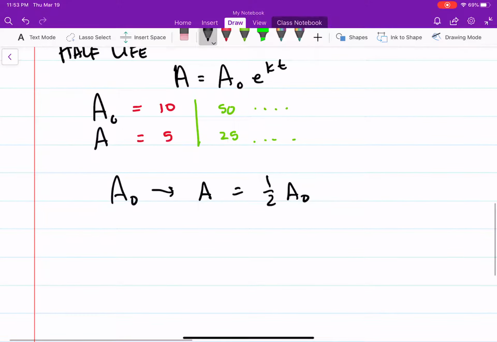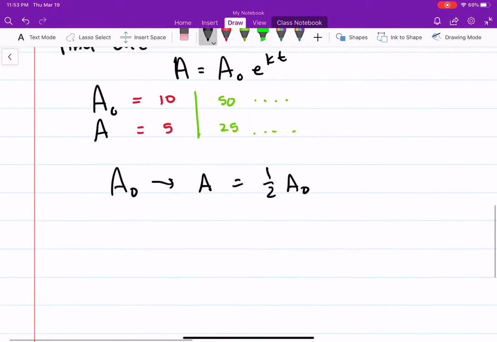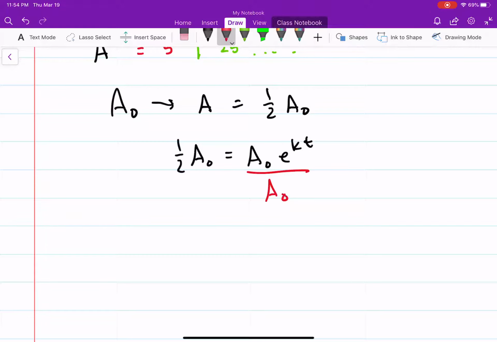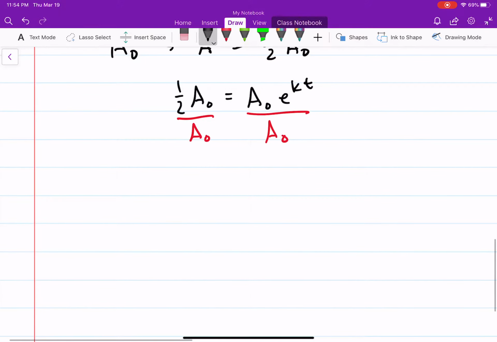So if I put this back into the original equation here, that means my final amount is always going to be half of my initial amount, is equal to the initial amount, e raised to the kt. Okay? If I was to divide both sides by A naught, what do I have? I have 1/2 is equal to e raised to the kt.